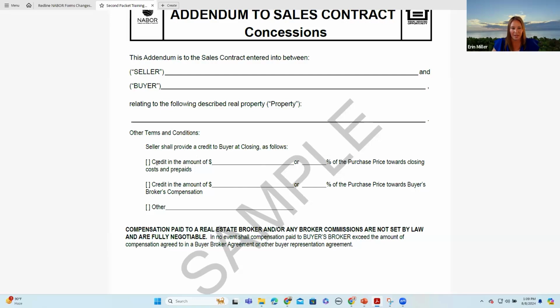So the seller could elect to pay none of this. The seller could elect to pay just a credit towards closing costs and prepaids, or the seller could elect to pay a credit that could go towards buyer's broker's compensation. This would be executed by buyer and seller. And we've got the big bold language again, that compensation paid to a real estate broker and or any broker's commissions are not set by law and are fully negotiable. So in no event will compensation paid to a buyer's broker exceed the amount of compensation agreed to in a buyer broker agreement or other representation agreement here.